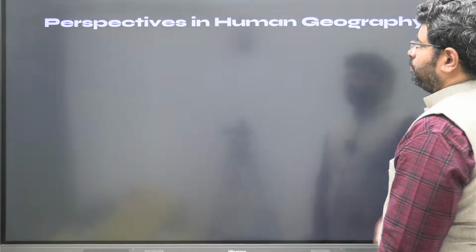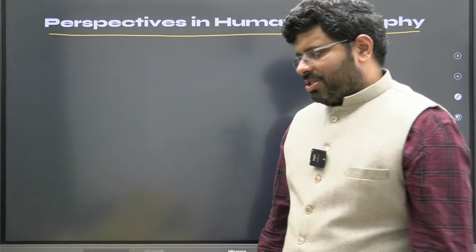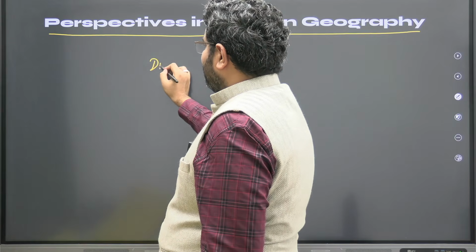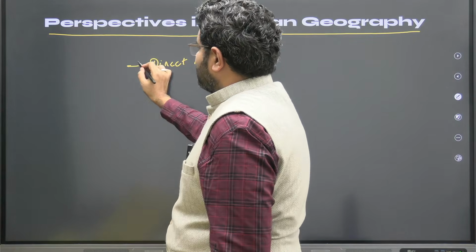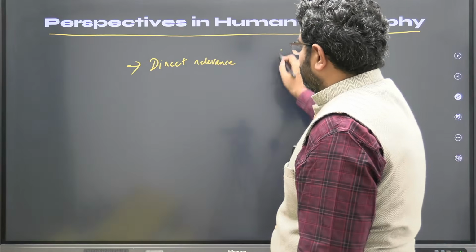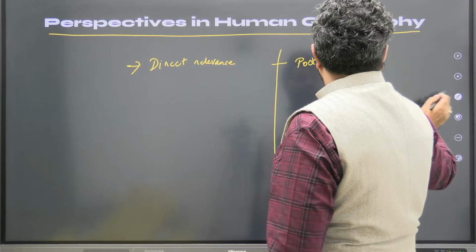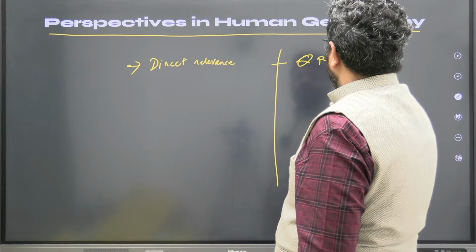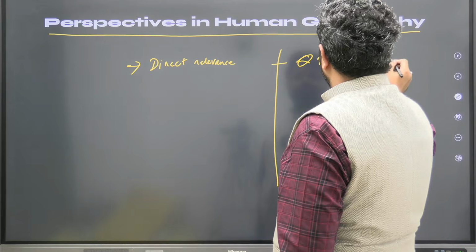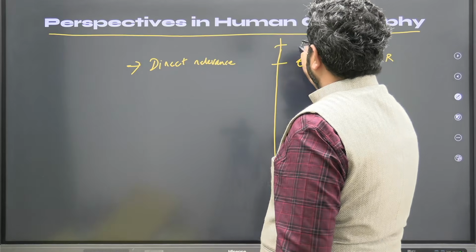Then, if you see the syllabus in human geography, one of the things is perspectives. See, direct relevance is there. 2-3 questions तो पक्का आते रहते हैं हर साल. Especially the questions they are asking about QR and post QR, quantitative evaluation, areal differentiation, वहां से चालू होता है.